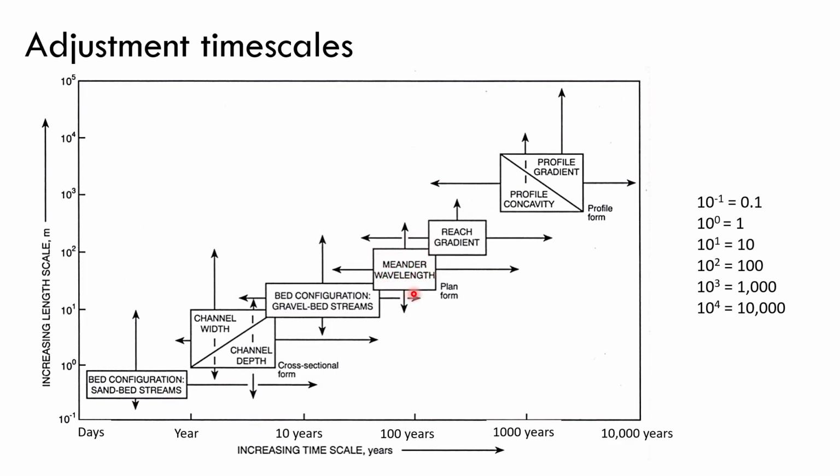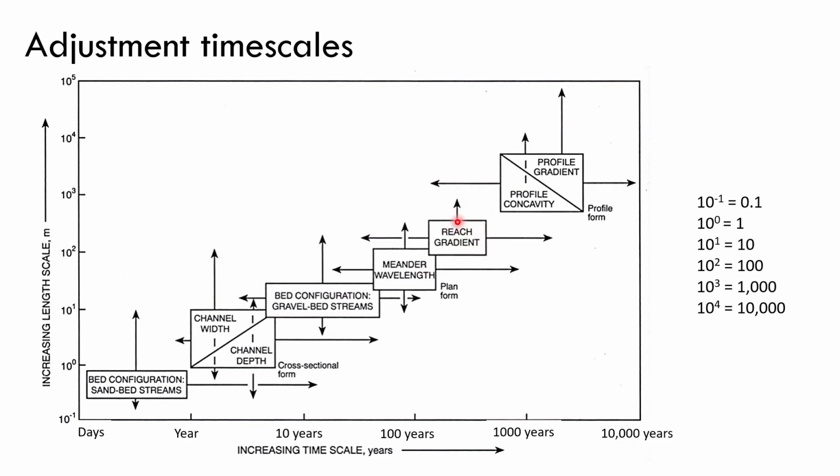The next one up is meander wavelength, and that's just kind of a fancy way to talk about channel planform. And that takes significantly longer. And so now we're talking about maybe 50 up to 1,000 years, depending on how fast conditions are changing in the river. But generally, more than 50, probably averaging around 100 years to significantly change something like the channel planform.